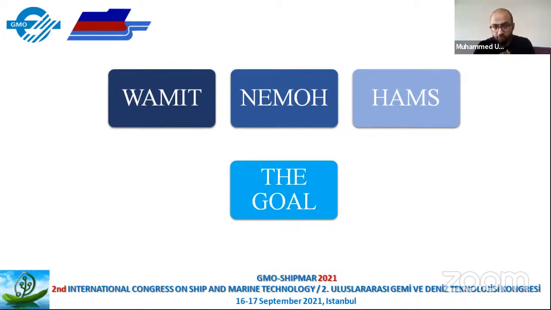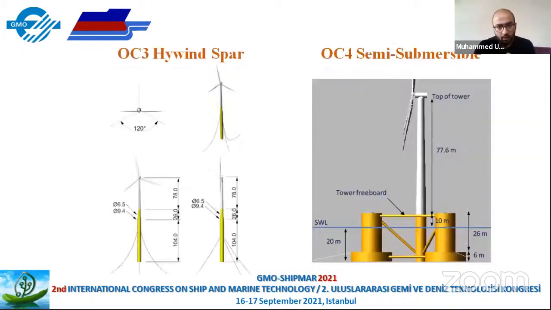Our main motivation was to offer an alternative to WAMIT as open source codes, the free alternatives. Our main goal was to compare if the open source codes can be used for floating wind turbines. These two structures were used for the comparison. One of them is the OC3 spar, and the other is the OC4 semi-submersible. The general features are almost the same, you may say similar, just the platforms are different.